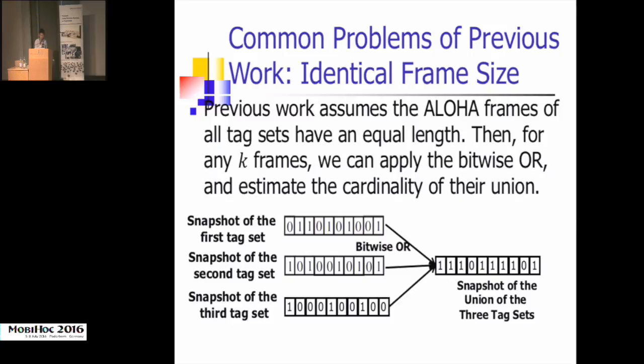The other problem with the previous work is that they used an identical frame size to encode each tag set. Their intuition is like this. So we have three tag sets, the first one, the second one, and the third one. We just encode each tag set using an Aloha frame or bitmap of the same size, so that the three tag sets can be combined together using bitwise OR. In this way we can get the snapshot of the union of the three tag sets.